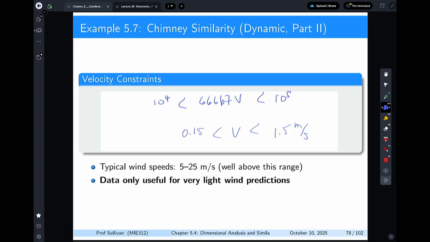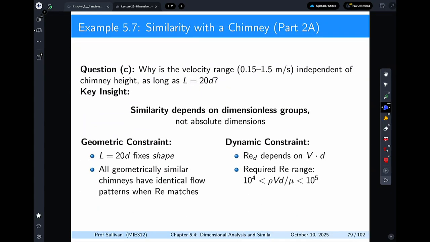But that is one of the problems with setting up experiments. We cannot match the physical condition. So what is the velocity range, independent as long as L over D, or L equals 20D? Geometric constraint, super. Required Reynolds number range, okay. We do have this, so we know where we're valid and where we're not valid. And all of this ties together to decide what exactly you're getting out.